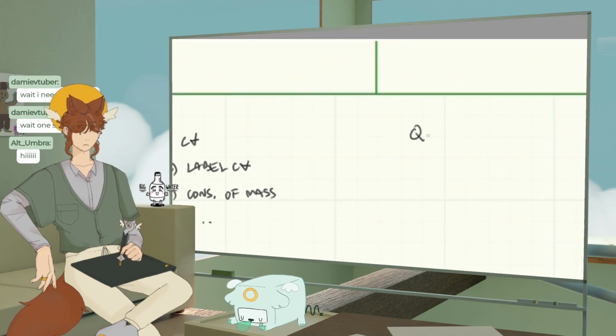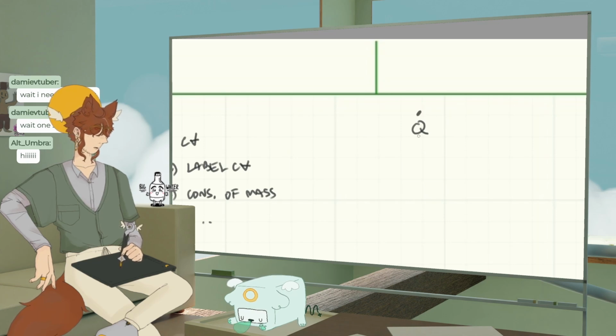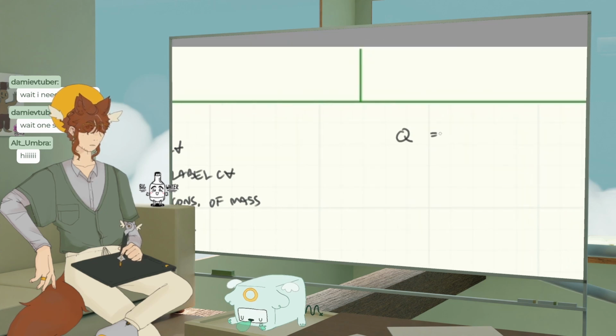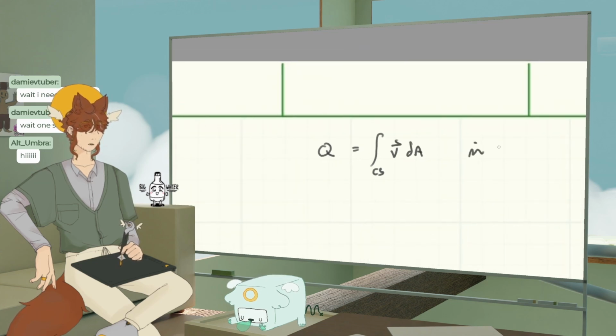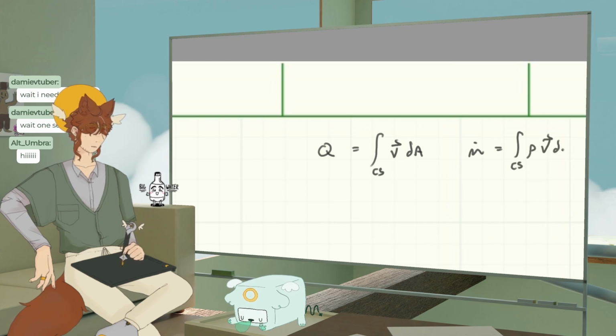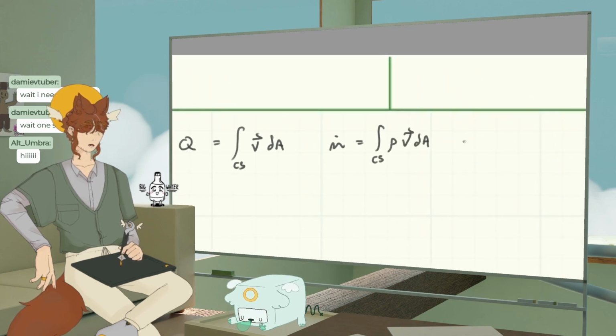So a couple things. Q is a flow rate. Q is not Q dot. Q dot is heat transfer, like heat coming in or out. But Q is our flow rate, and it could be over a control surface, right? This would be our ∫V·dA, that is Q. M dot is going to be the control surface integral of ρV·dA, which is like saying ρQ, right?